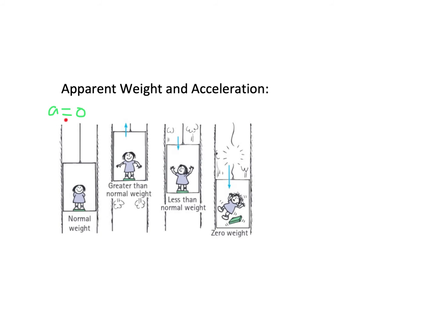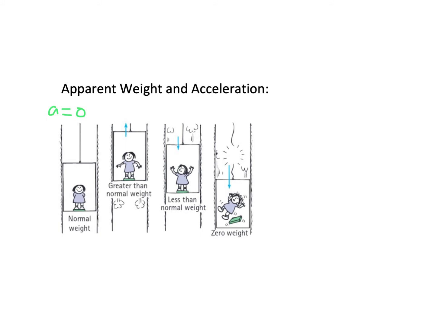Now, we also know that a equals 0 means simply the velocity is not changing. Remember, acceleration is change in velocity over change in time. If the acceleration is 0, that means the change in velocity is 0. In other words, the velocity isn't changing. It's constant. So, if the velocity is constant, either going up or going down, or has a constant velocity of 0, not moving at all, the acceleration is 0, and in all of those cases, you're going to read your normal weight. But what if the acceleration is not 0?